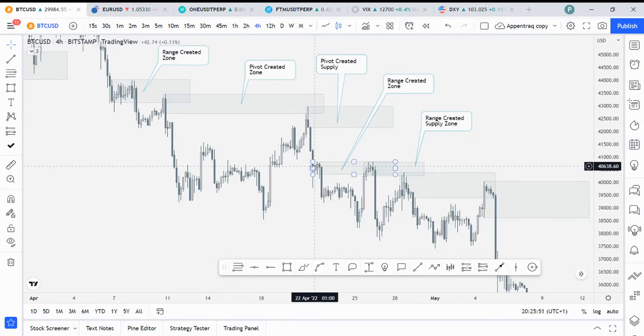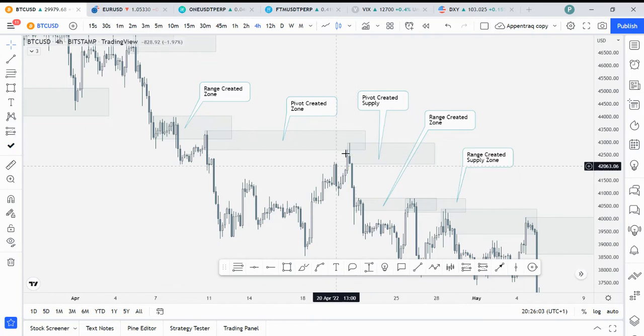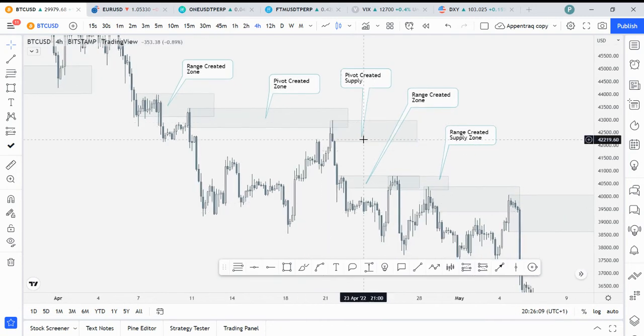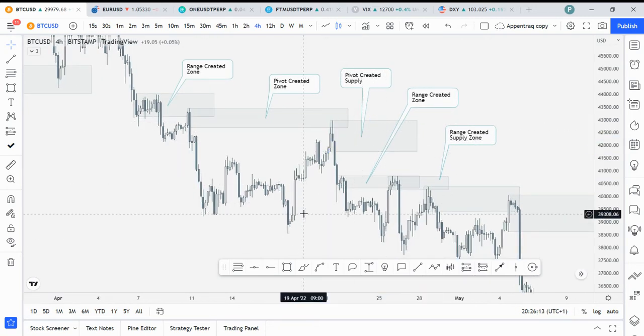Okay, in this case as well, you can see this zone. You can see this is a range created zone anyway. This is another example of a pivot created zone. That sharp move to the upside and then price sold off. So in this case, you could map out from the top to this candle. Okay, this is your zone.